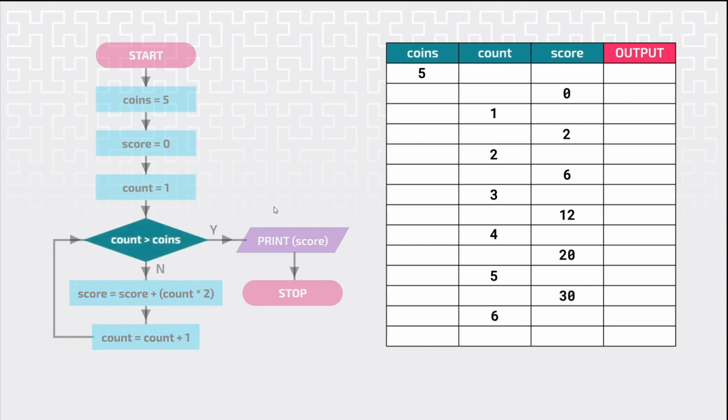Now we are back at the decision symbol and count is 6, which is greater than coins, which is still 5. So the condition is true and we follow the Y branch. Now the value of score will be output. Score is currently 30, so we write 30 in the output column of our trace table. And now our algorithm ends.